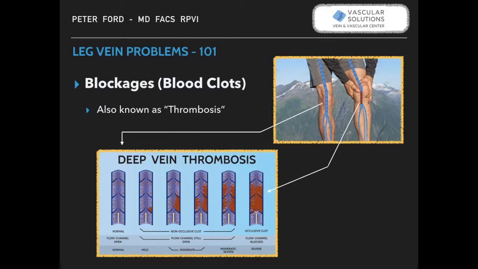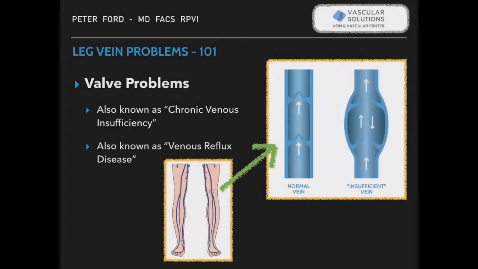If you get a blood clot in a deep vein, then this is generally treated with a blood thinner. In some situations, there may be the option of using clot-busting medications. The other type of problem that can affect the veins in the legs is valve problems. Inside the veins, there are these little flaps of tissue that are shown here, known as vein valves.